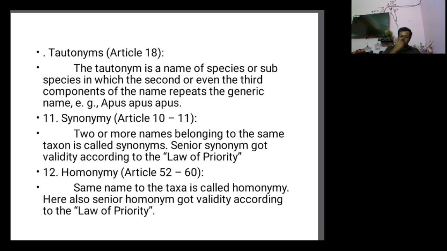And the last point is homonymy. Homonymy means when two different taxa get the same name. Here also the senior homonym gets validity according to the law of priority. Sometimes it happens that the same name becomes common for two different species. In this case also, the law of priority determines that the oldest given name is accepted and the junior name will be replaced by a new one or a new synonym.